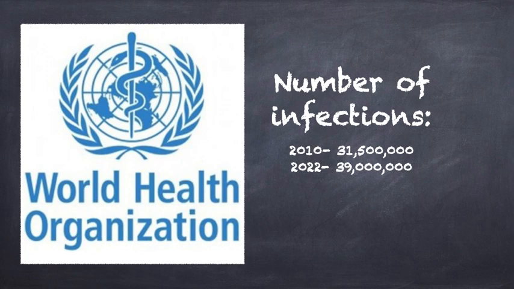Okay, the current statistics on HIV infections. According to the World Health Organization, there's an increase in the total number of people living with HIV from 2010 to 2022. The total number of infected rose from 31.5 million to 39 million. Even with all the efforts, even with everything we've been through with the disease, we are still failing in the overall spread of the disease, especially in countries with fewer resources.